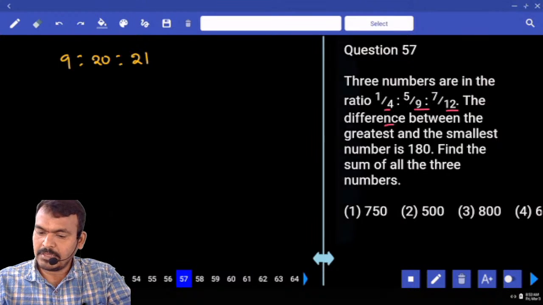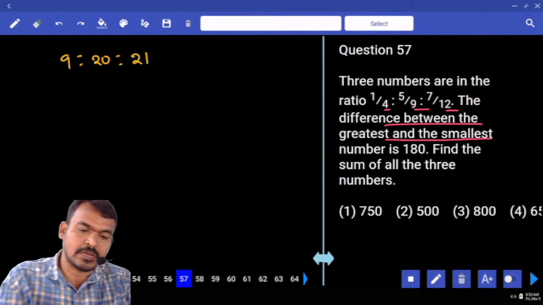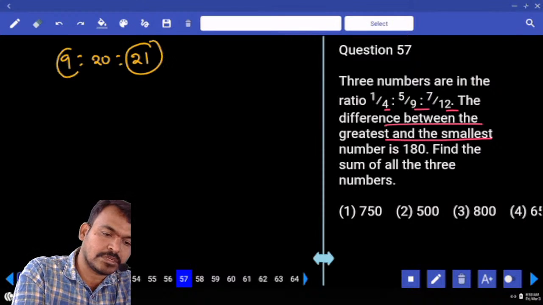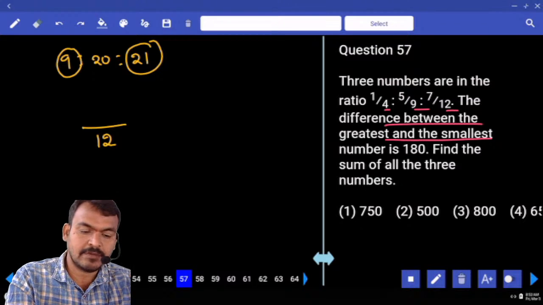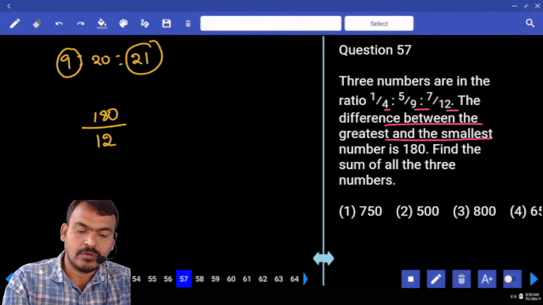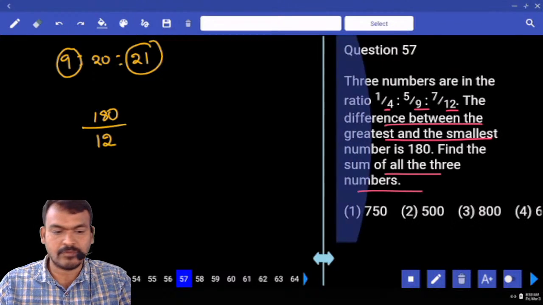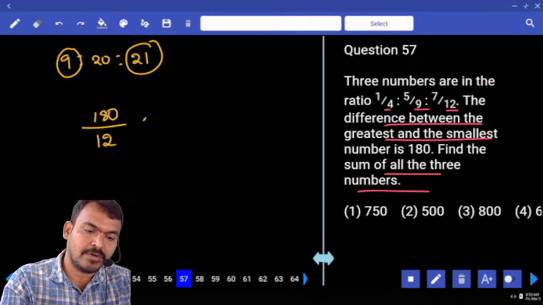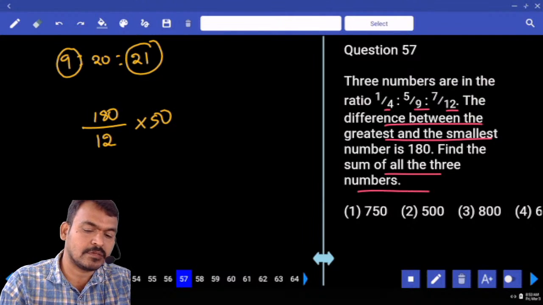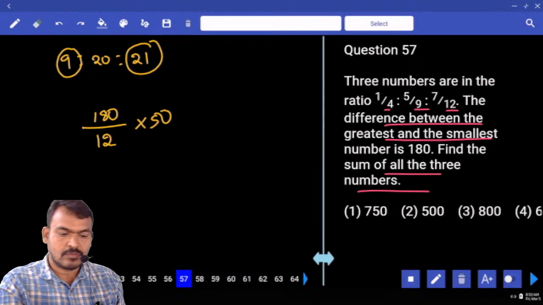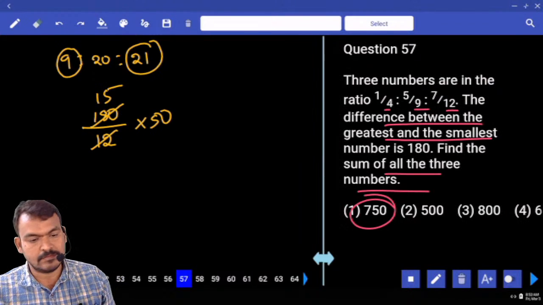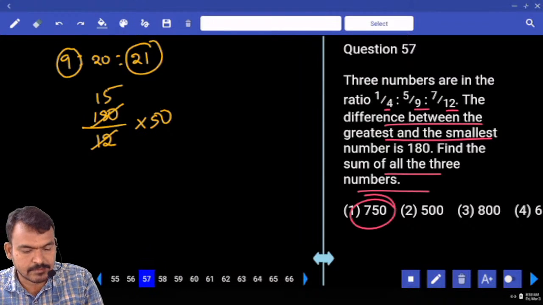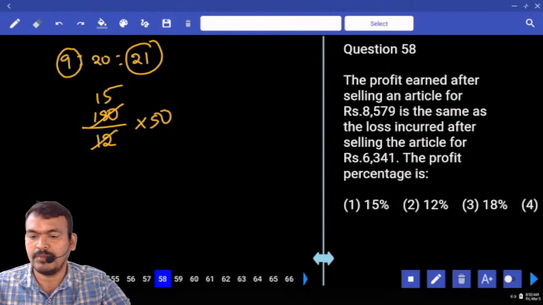And the difference between the greatest number and the smallest number: greatest number 21, smallest number 9. Difference is how many parts? 12 parts. In place of 12 parts, how much value is given? 180. But we require the sum of all the numbers. Sum of all the numbers means we require how many parts? 50 parts. 12 how many times? 15 times, or 15 into 50, 750.